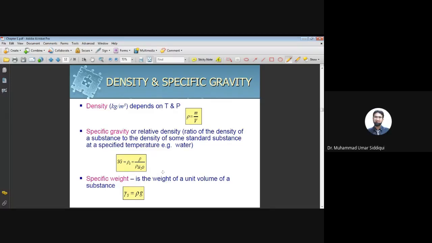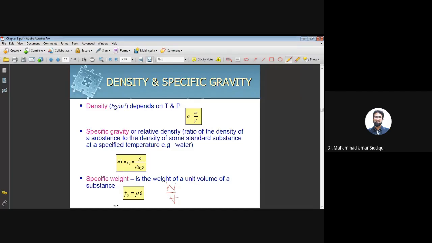Next thing is specific weight, another property. What's the definition written? Weight of a unit volume of substance. If I put it in terms of the formula, it means weight over volume. Am I right? Specific weight as per the definition is the weight of a unit volume of a substance. So if I write it in terms of the formula, it should be weight over volume.